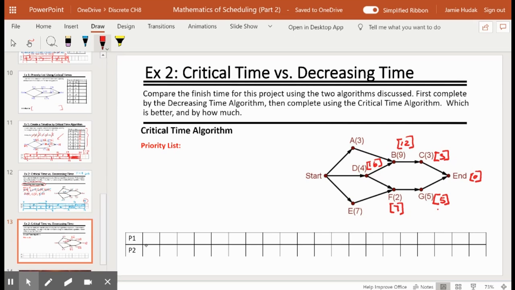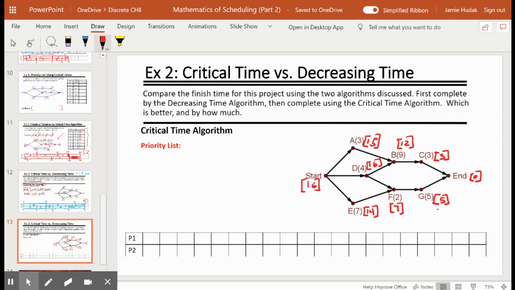12 plus 3 on A gives A a critical time of 15. And E is 7 plus a critical time of 7, so that's 14. Now that we have all the critical times, we can make our priority list in order of decreasing critical times. The longest critical time is 16, so that's the project's fastest time that it can be done in.